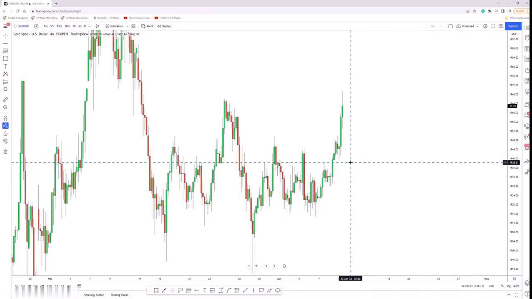Some of you might be here and you might be funded. I can see names here that are funded. I know there's traders here that are consistent. I can also see traders here that have spoken to me that are finding that they're struggling in certain areas.